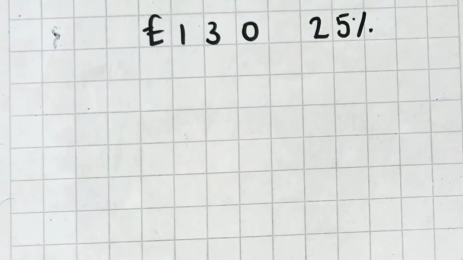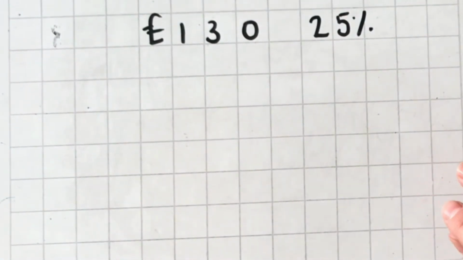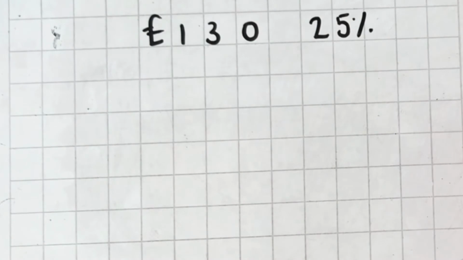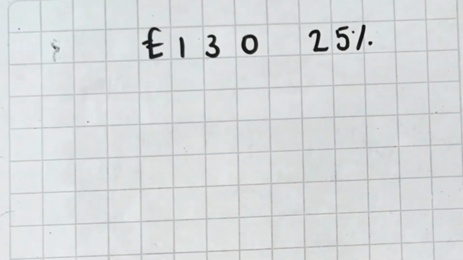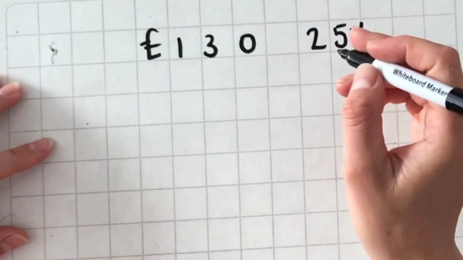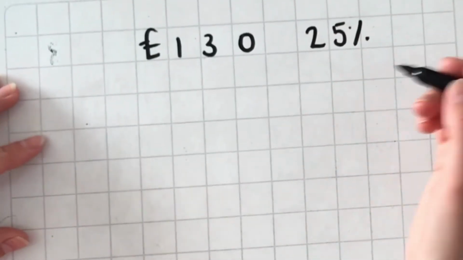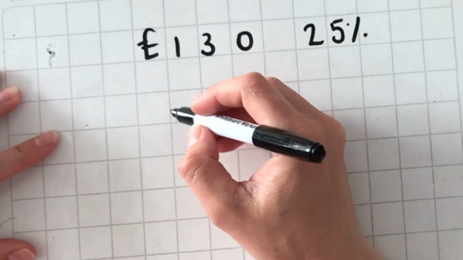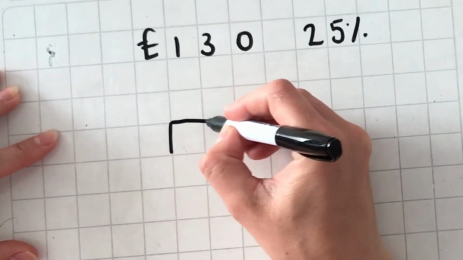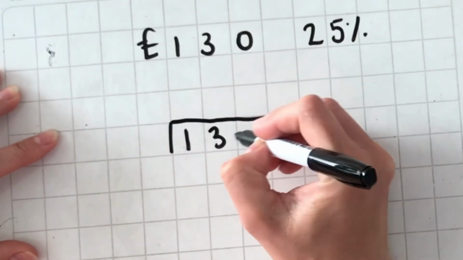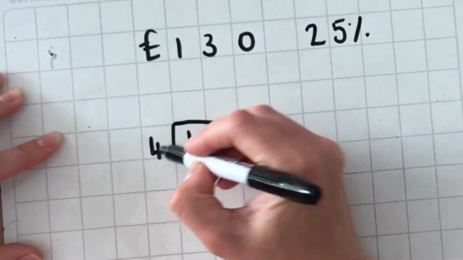Question number 34. A car is £130 normally, but there's 25% off in the sale. To work out percentages, you have to know your equivalent fractions. 25% is the same as 1/4. To find a quarter of something, you're going to divide by 4. So you're going to take the 130 and start off by dividing it by 4 to find a quarter.